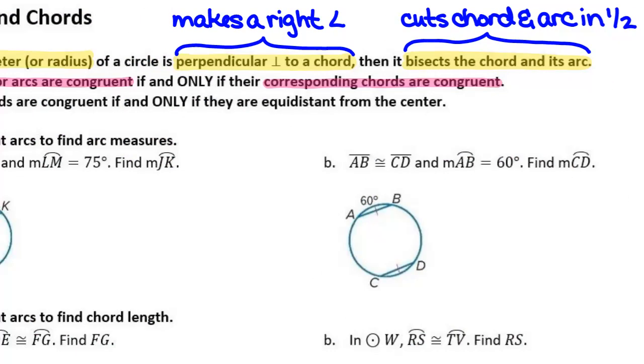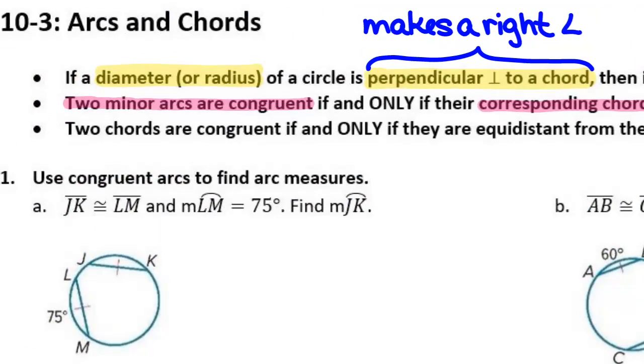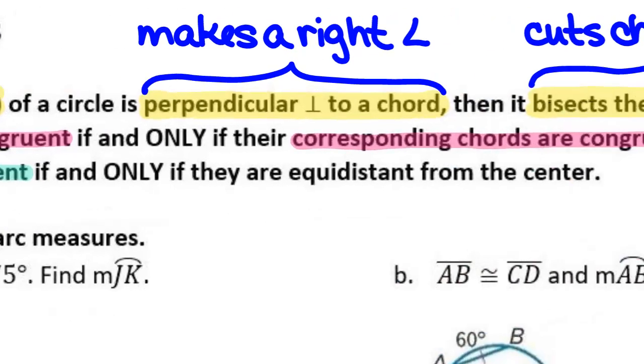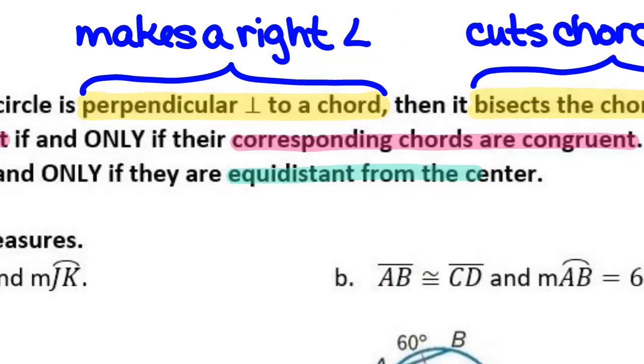And then the third property, which we probably won't have a chance to actually investigate until tomorrow, two chords are congruent if and only if they are equidistant from the center. What does equidistant mean? Equal distance. So if I have two chords that are the same distance away from the center, then those two chords are the same size as each other.